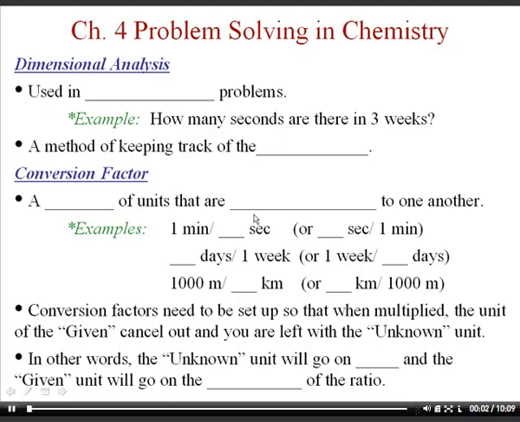This will be the Chapter 4 notes for first year chemistry, and the name of the chapter is Problem Solving in Chemistry. The type of problems that we're going to be solving in this particular chapter are called conversion problems. They're also known as dimensional analysis problems.